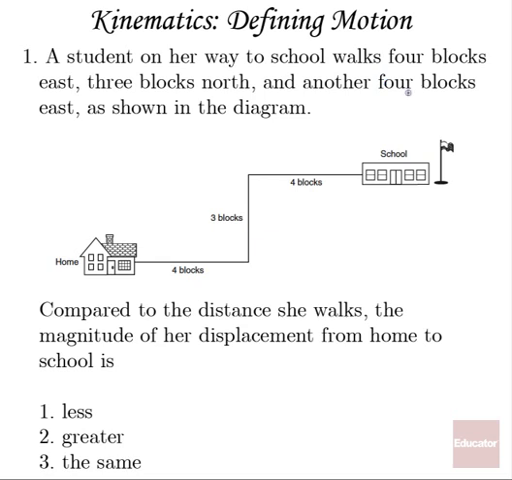A student on her way to school walks 4 blocks east, 3 blocks north, and then another 4 blocks east. Compared to the distance she walks, the magnitude of her displacement from home to school is... well, the distance she walks is how far she's traveled, 4 plus 3 plus 4, or 11 blocks. The displacement, however, is the straight line distance from where you start to where you finish. So that would be the displacement, and the displacement is obviously less than the distance that she walks. So compared to the distance she walks, the magnitude of her displacement is less.